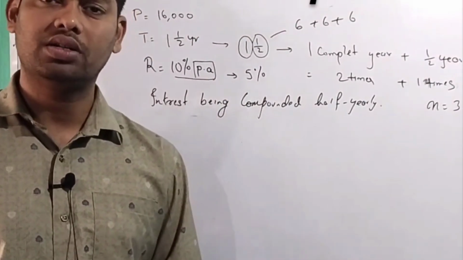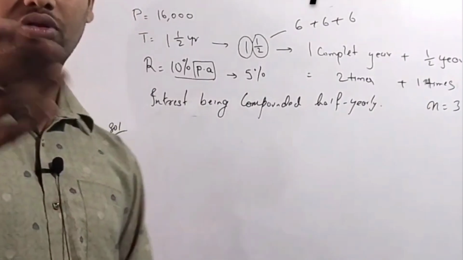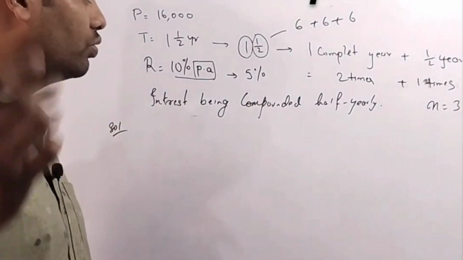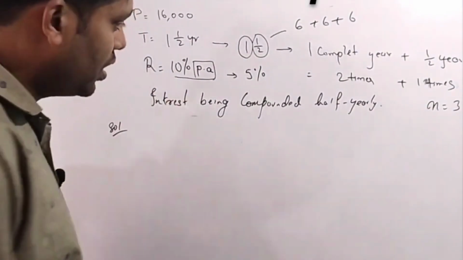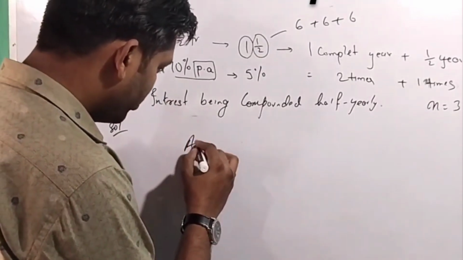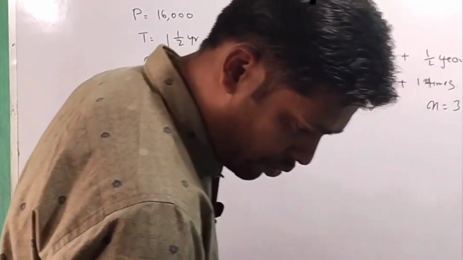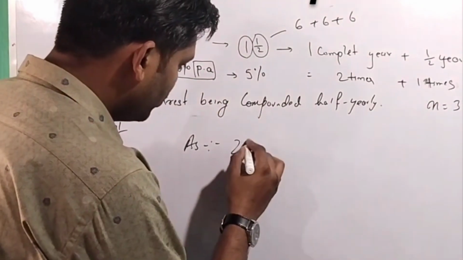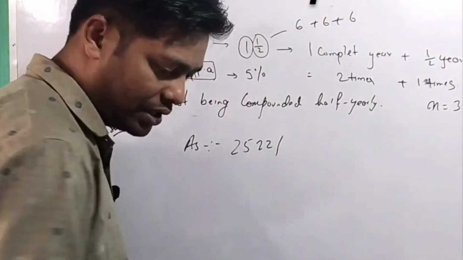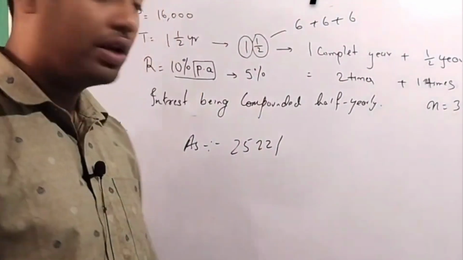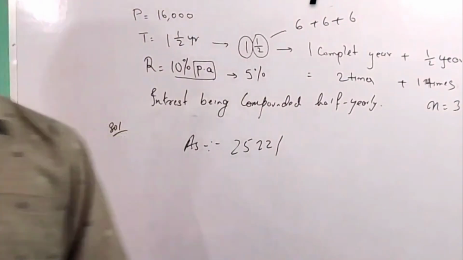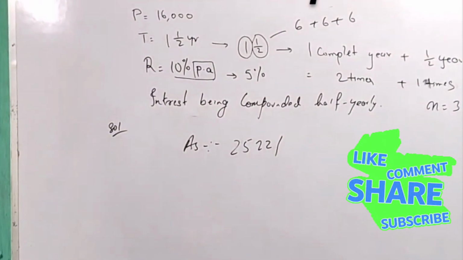First, you will find the interest amount by the process I told you in the first video also. I am just giving you the answer, you solve and tell me the answer. The compound interest for 1.5 years is 2522. See whether you are getting the answer or not. If not, tell me, I will tell you how it works. So let's get into the next question.